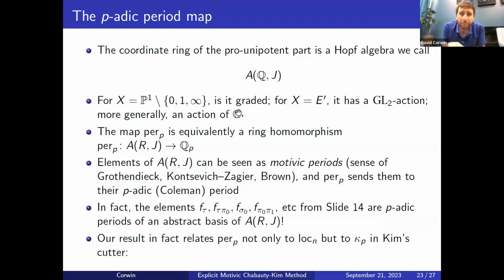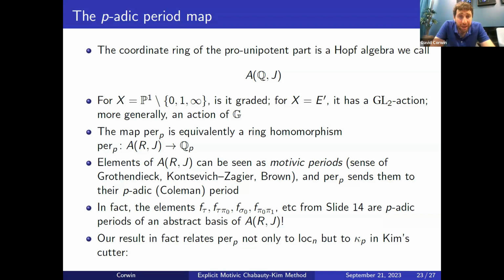It's a Hopf algebra, but because of the action of G on U_R^J, it has an action of G. So for P^1 minus 3 points in the mixed Tate case, G is just G_m, and an action of G_m is just a grading. For a punctured elliptic curve, specifically a non-CM punctured elliptic curve, it has a GL_2 action, and more generally an action of your reductive group G. You can think of an action of a reductive group as a generalization of a grading, because a grading is just an action of G_m.